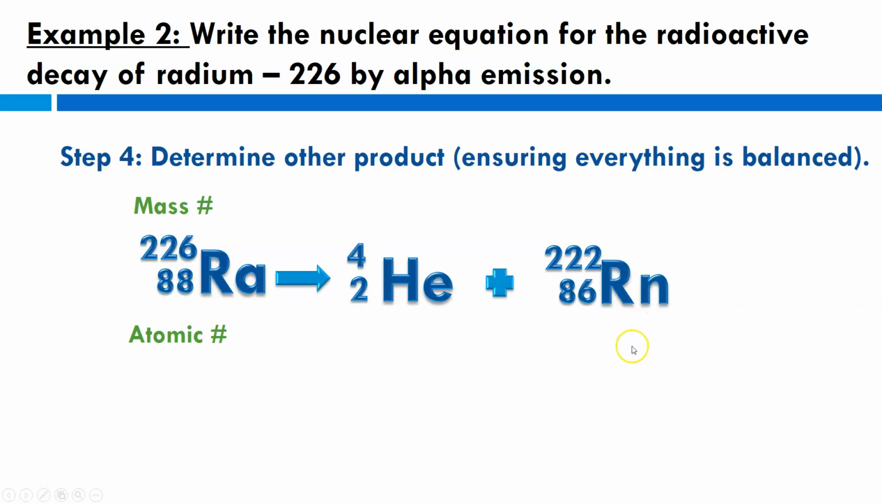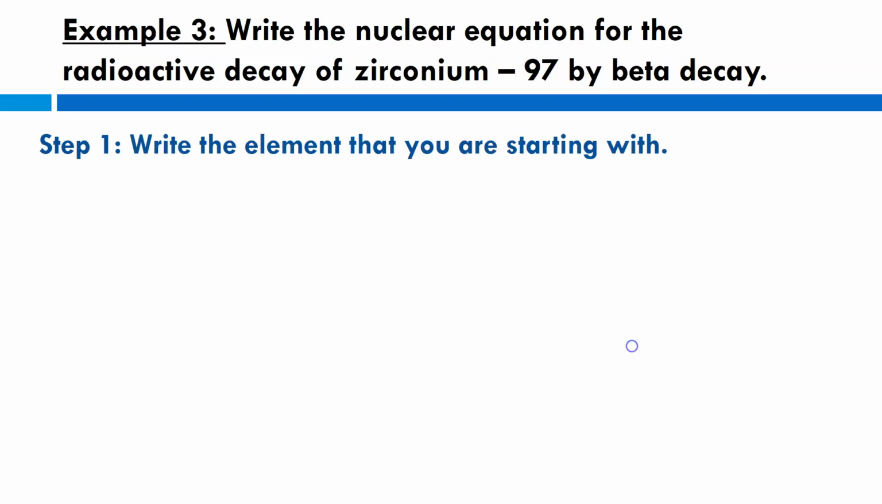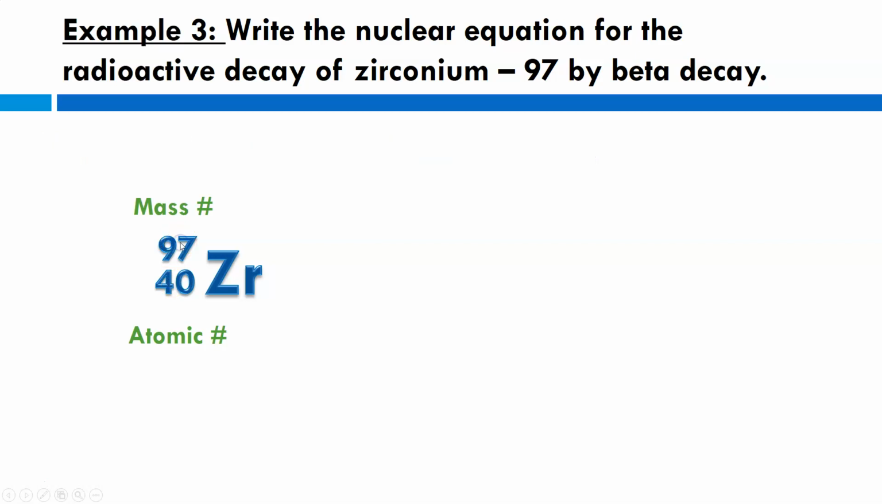All right, let's try a beta decay this time. This time we have zirconium-97. It's going to release a beta particle. We're going to start the same way. I look on my periodic table and I find out how many protons zirconium has. Okay, it has 40 protons. The question told me it was the isotope 97, so a 97 mass goes on top. This is a decay, it's falling apart.